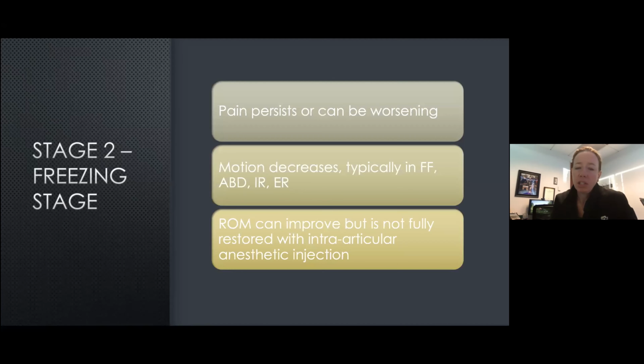Stage 2, which is the freezing stage, in that stage the pain is persistent. It could be getting worse, it may not be. Usually the motion is decreasing, so typical for when something is freezing, it's starting to get tighter. Most often you'll see this, I would say, in internal and external rotation, most typically external, but then forward flexion, abduction, but that can be later, and that mimics a lot of other diseases. And at this stage, sometimes you can get some of the range of motion back, but typically not completely. If you try an injection, they'll still have sort of a hard stop or a tethered feeling when you try to range them.